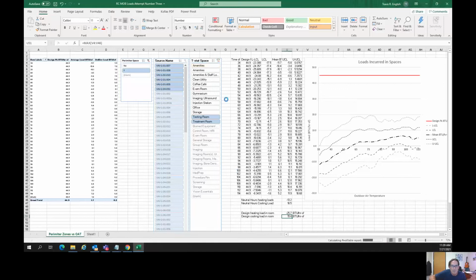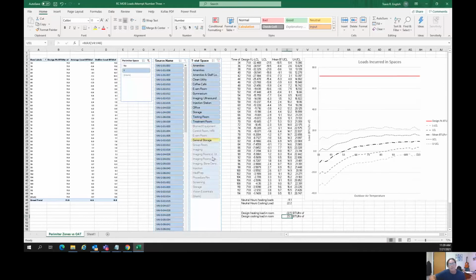Is that all? Yeah, that's the end of the list. So those are all the perimeter spaces and the loads in those perimeter spaces. So we will save this, although we may never see it again. Who knows? And we can stop recording.